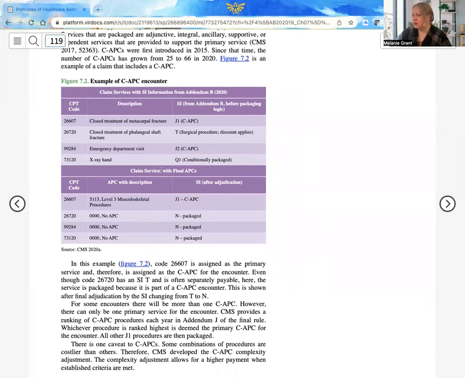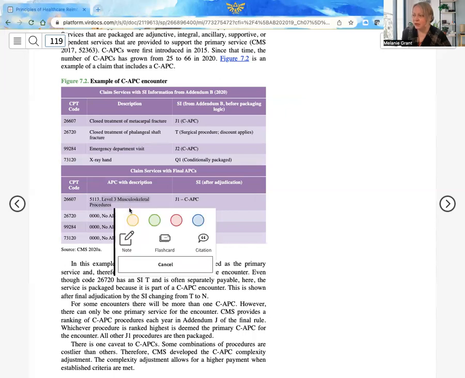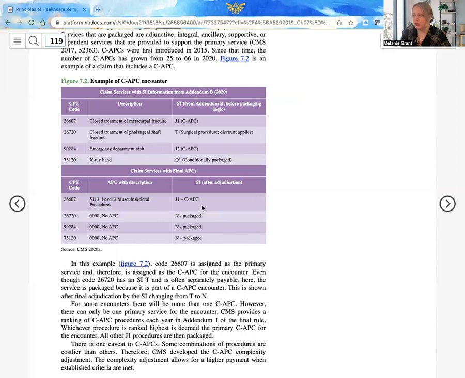Which brings us to the claim services and your final APC. So we list the code 26607, which has the APC for the conditional comprehensive payment of 5113, and it considers it as a level 3 musculoskeletal procedure. You get a full reimbursement based off of this. The additional services, which each have their own, ended up being separately packaged.